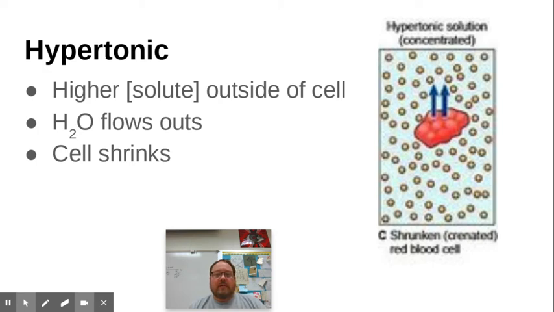Okay. This is what people do when they gargle with salt water. If you gargle with salt water, the salt water is hypertonic, and so that draws fluid out of like your inflamed tissue in your throat, and that reduces the swelling and a person's throat feels better.